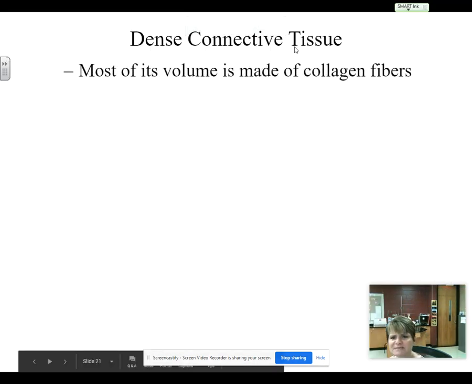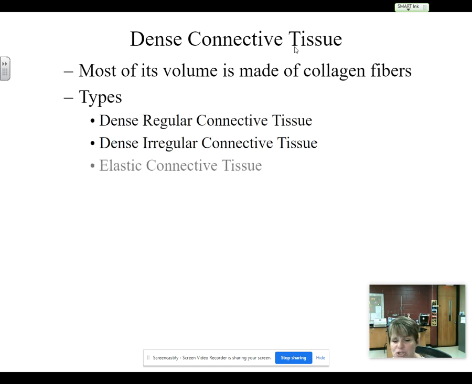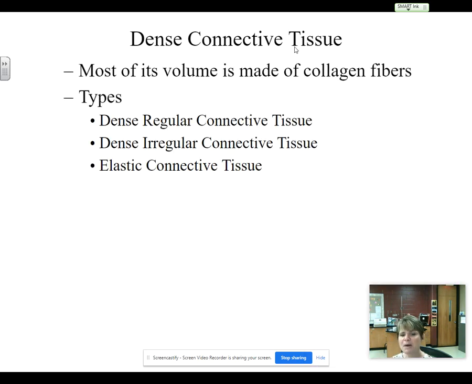So dense connective tissue has a lot of collagen in it. One thing that's going to vary is how those collagen fibers are arranged. We're going to be looking at dense regular and dense irregular connective tissue, as well as elastic connective tissue. All of these are types of dense connective tissue. You're only going to be responsible for being able to identify dense regular connective tissue. I may ask you questions about dense irregular and elastic connective tissue, but I will not give you a picture or ask you to identify those two. The only one I would ask you to identify would be dense regular connective tissue.